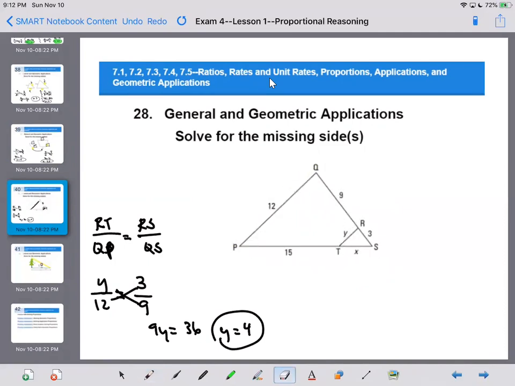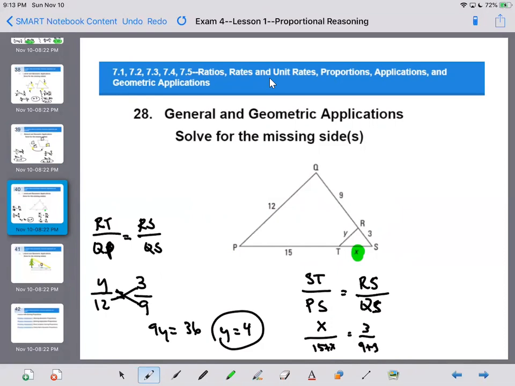All right, so now I need to find x. Well, x is ST, and I'm going to compare ST to PS. And then I'm going to use RS and compare it to QS. So ST is, like I said, x. PS is going to be 15 plus x. And then I want to take RS, which is 3, and QS, which is 9 plus 3.